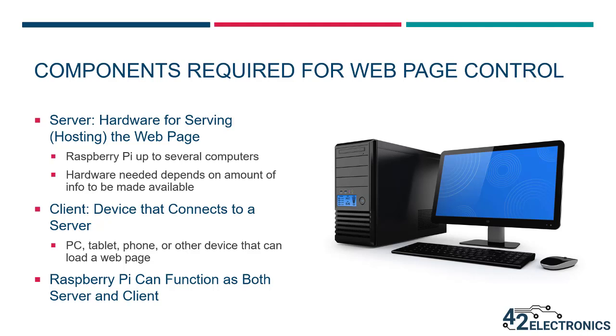Now, a client refers to a device that connects to a server. The client might be a PC, a tablet, a phone, or any other device that can load a web page. Depending on how it's used, a Raspberry Pi can be a server, a client, or both at the same time. When hosting a web page, it's considered a server. When accessing a web page using its web browser, then it would be considered a client. And since both of these things can happen at the same time, the Pi can be a server and a client simultaneously.